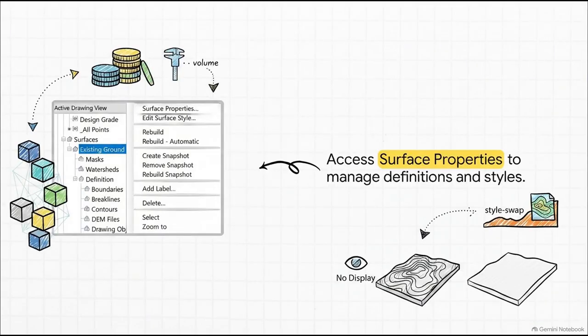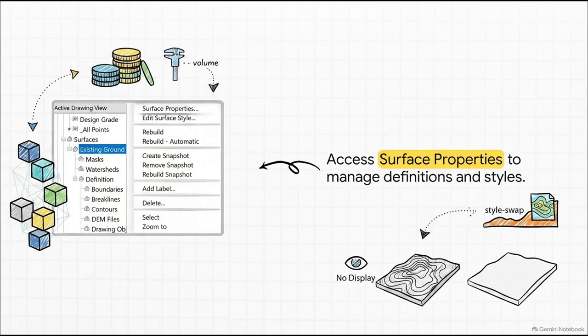Beyond just editing the raw data, we have to control the overall behavior of the surface. By right-clicking the surface name and going into Surface Properties, we can manage our definitions, check our volume statistics, and swap out styles. A really great trick to keep in your back pocket is the No Display style.